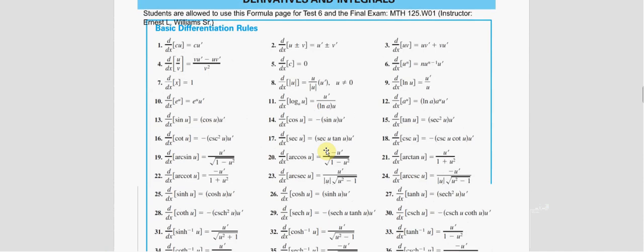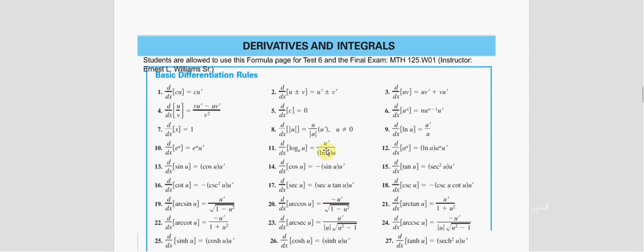And at the end of the syllabus, there will be a page where I have the formulas. This is just for Calculus 1. There's a different one for Calculus 2 and a different one for Calculus 3, okay?